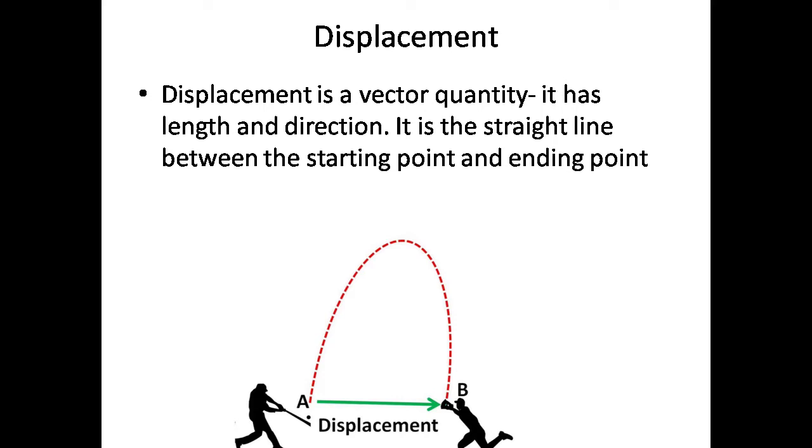Displacement is a vector quantity. It's not just a magnitude, but a direction as well. So I could say that the ball went 20 feet west. Total distance would be 60 feet, 3 times as much. Displacement and distance are not the same thing.